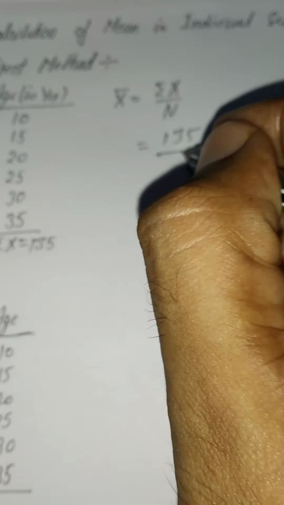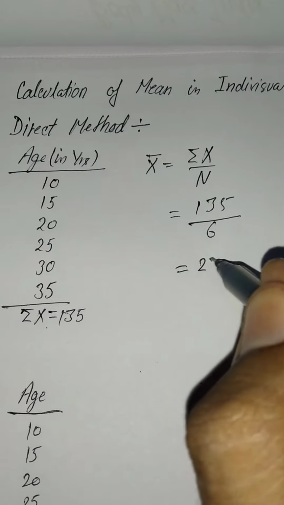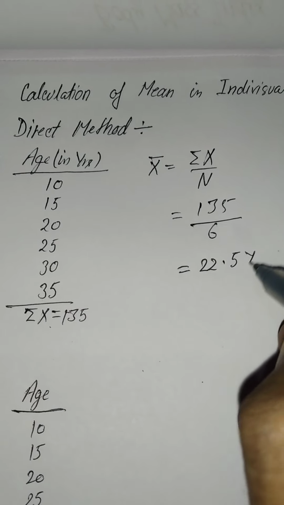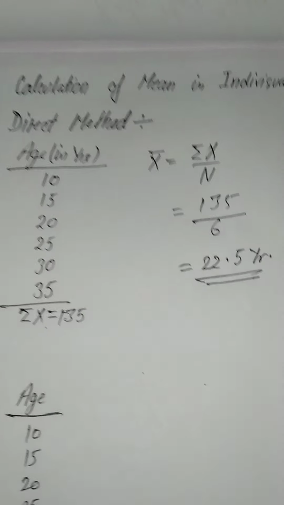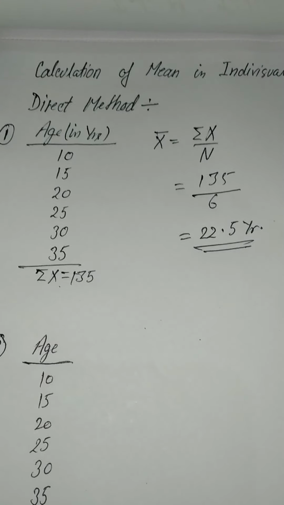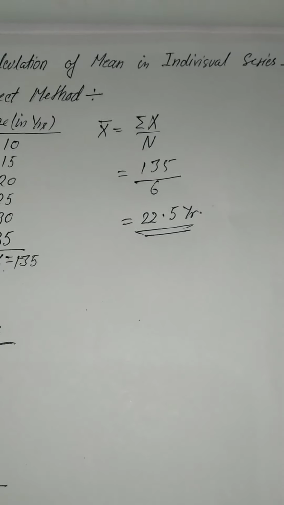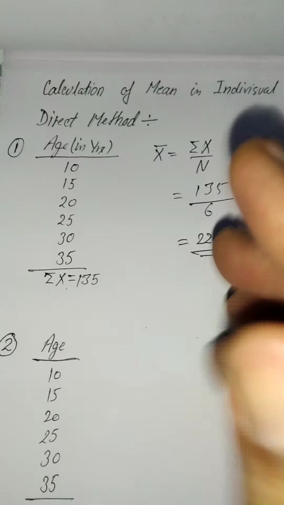6. When we divide, we will find the mean value of this observation, and that will be equal to 22.5 years. This is the way how we can calculate the mean in individual series by the direct method.